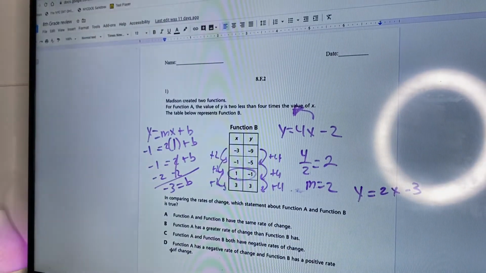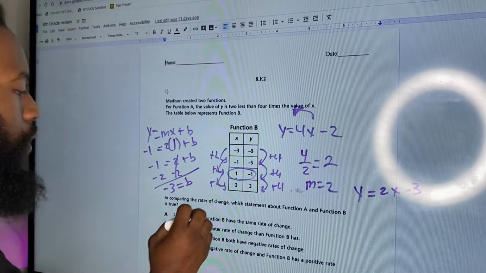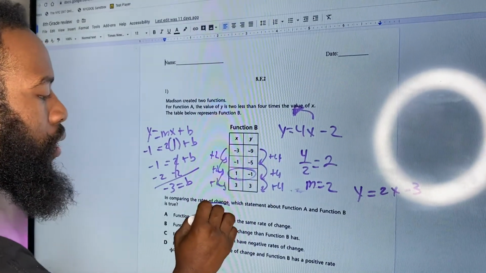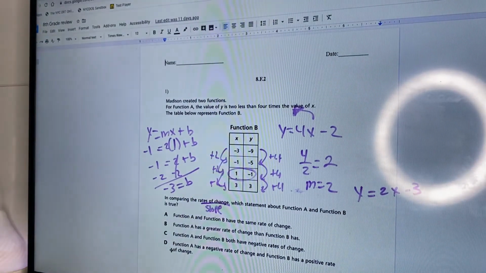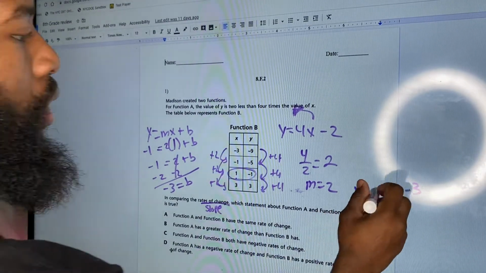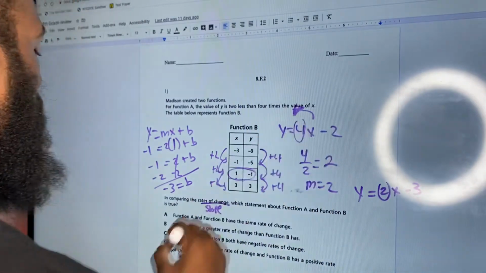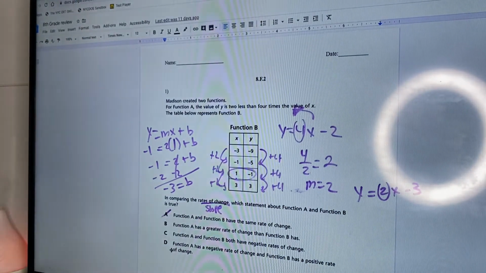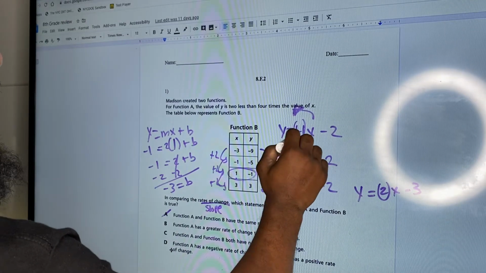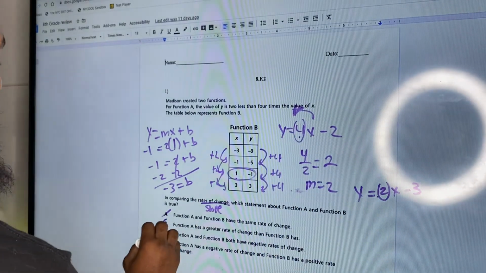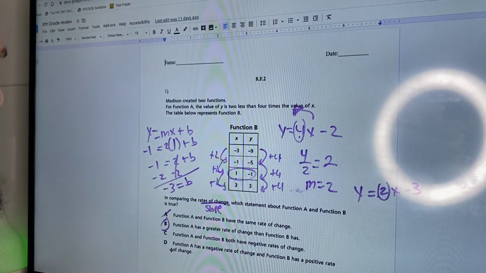So let's read. In comparing the rates of change, when you see rates of change, it means slope. Which statement about function A and function B is true? Function A and function B have the same rate of change. This is 2 and this is 4. That's not true. Function A has a greater rate of change than function B. So function A's slope is 4, and the slope of this is 2. That is true.